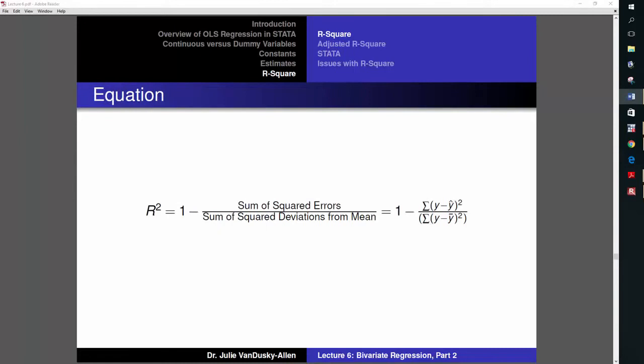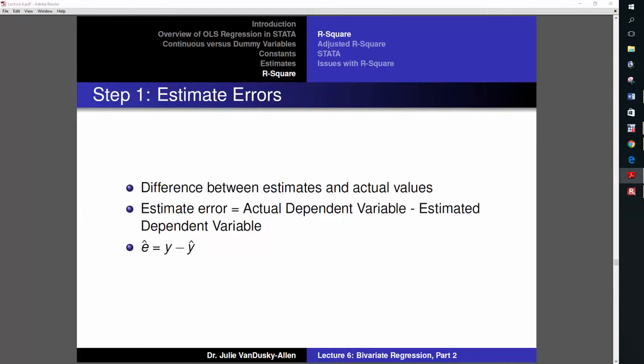This is the equation for the R-square. It is 1 minus the sum of the squared errors divided by the sum of the squared deviations from the mean. I will show you how to calculate this statistic in the next few slides using the strength of upper chamber, parties control over candidate selection regression. The first step in calculating the R-square is calculating the estimate errors. The errors are just the values of the dependent variable for a particular observation minus the estimate for that observation.